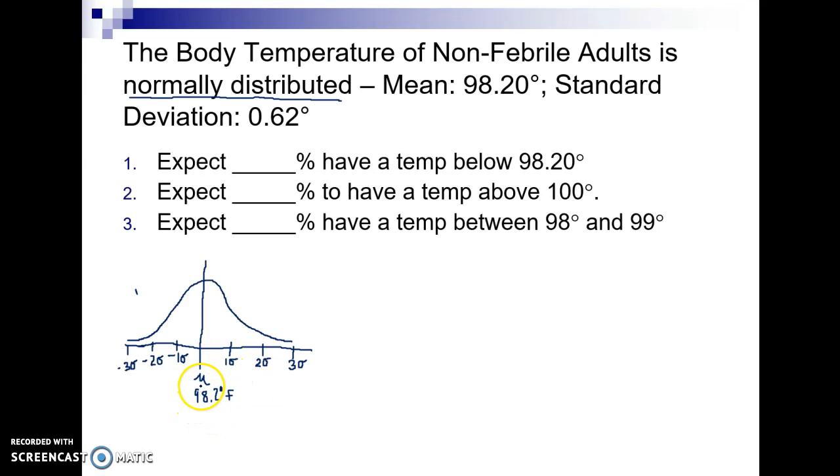Here where the mean is in the middle, the mean technically would be 0 standard deviations because the standard deviation says how far away from the mean is itself. So this is my 0, these are higher, these are lower. The way that I find these values over here is that I would add the standard deviation, so plus 0.62. So this first temperature on my calculator, I'm taking 98.2 and I'm adding 0.62, and so I get a temperature of 98.82 degrees.